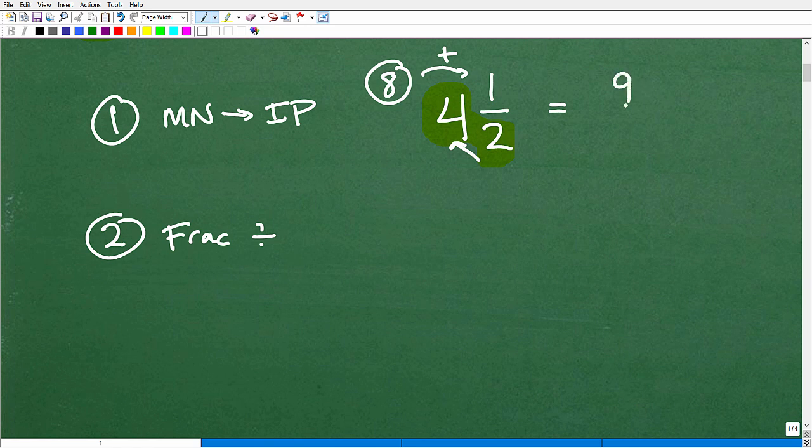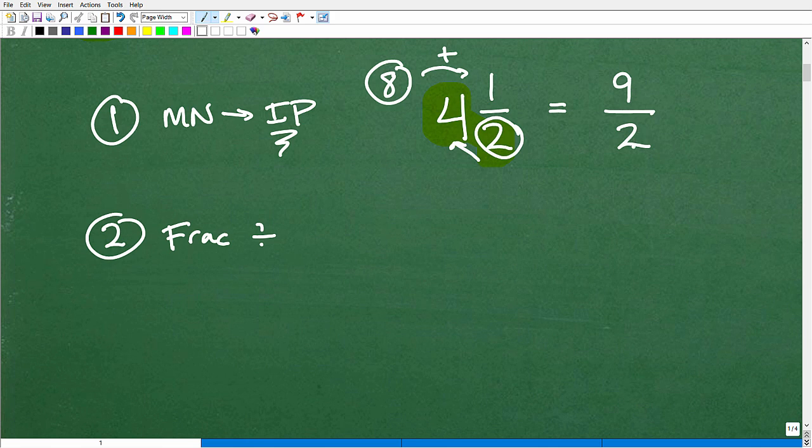I put my 9 right there. So that, so far, is the numerator of my improper fraction. So what's the denominator? It's just the 2 right here. That's very easy. So that's it. 4 1/2 is the same thing as 9/2.